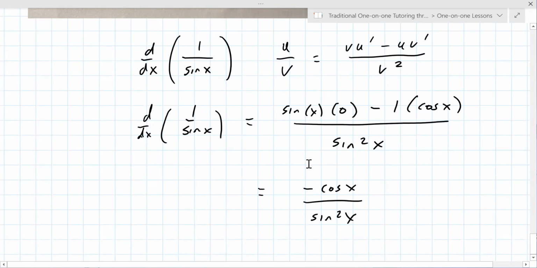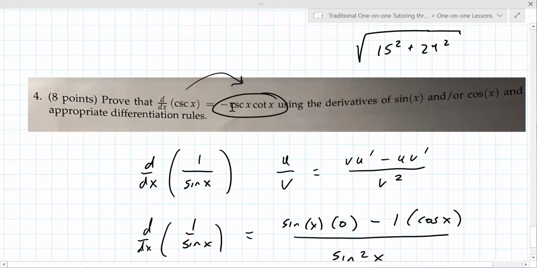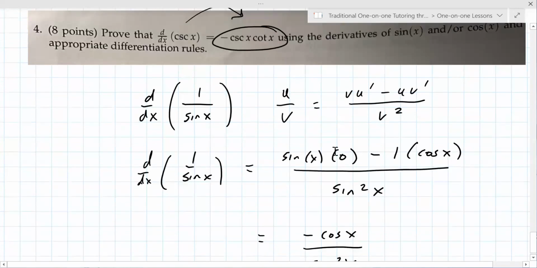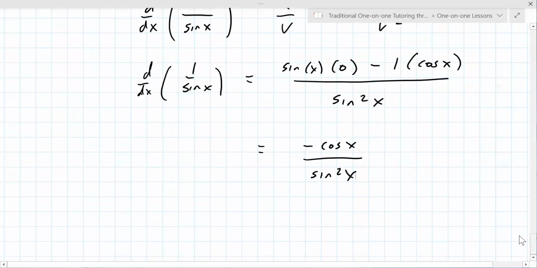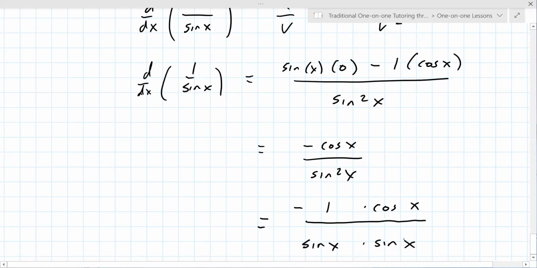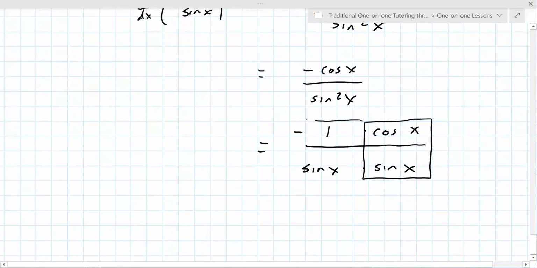And it's supposed to equal, this is the hard part, it's supposed to equal this up here. It's minus cosecant x cotangent x. So a non-obvious thing to do here is to write minus 1 times cosine x, but on the bottom to write sine x times sine x. Again, this is not obvious, so until you've seen it, you wouldn't necessarily know to do this. This one on the right is your cotangent x, and this one on the left here is your cosecant x.